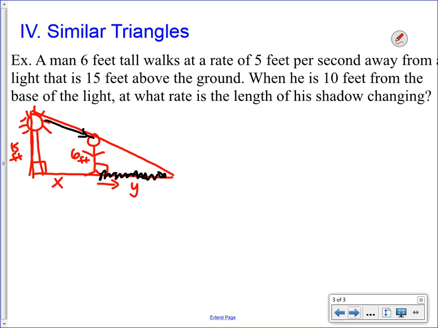Okay, so we know that the man is walking at a rate of 5 feet per second away from the lamppost. So that would be dx/dt. And it would be positive because as he's walking away from the lamp, this distance that we labeled as x would be increasing. Okay? He's getting further from the lamppost. The rate at which the shadow is changing, that would be dy/dt, and that's actually what we're solving for. Okay?